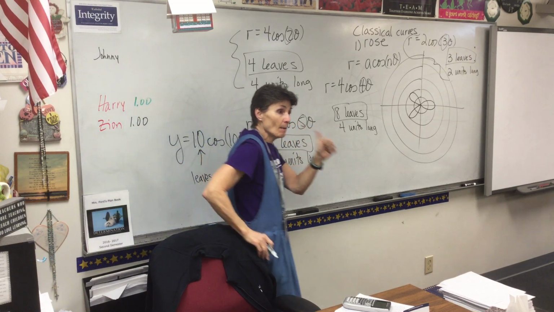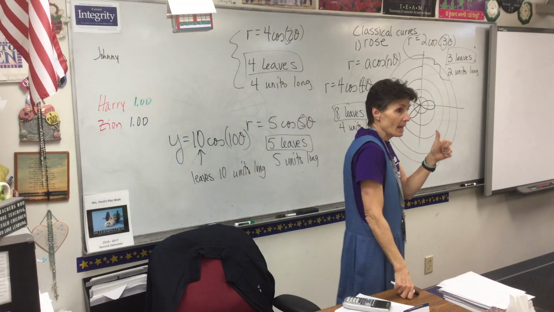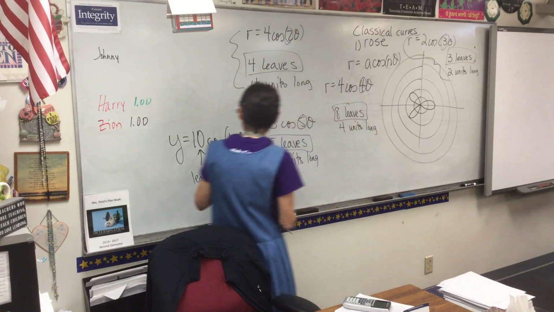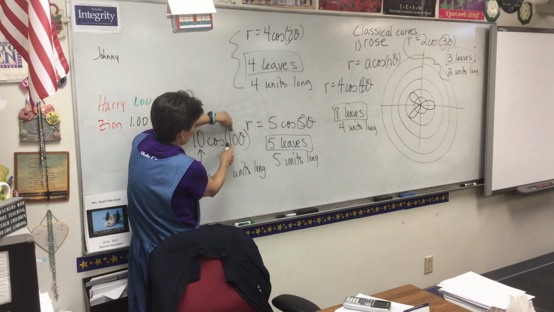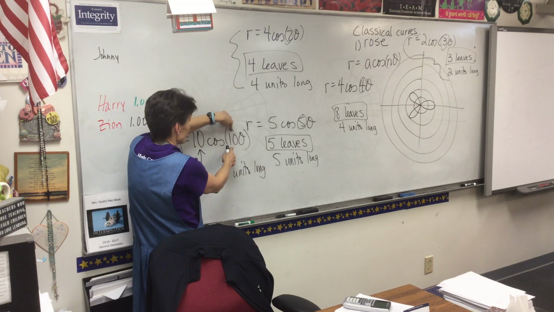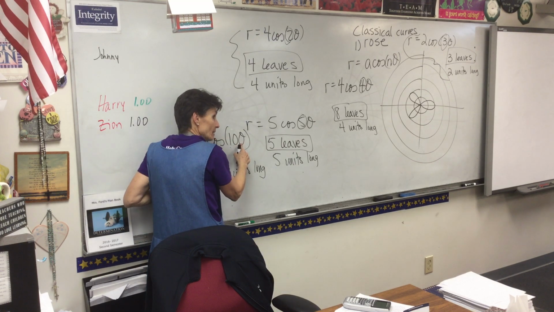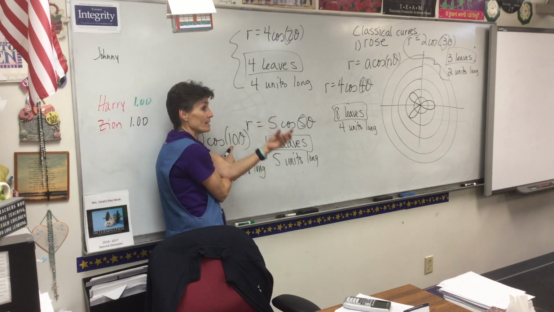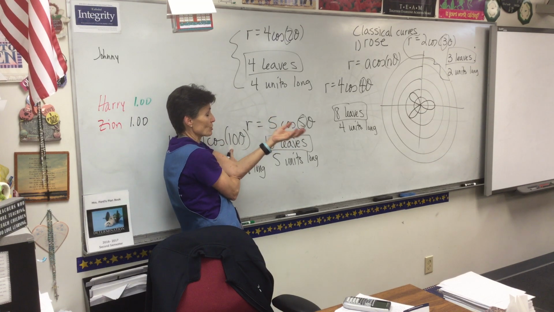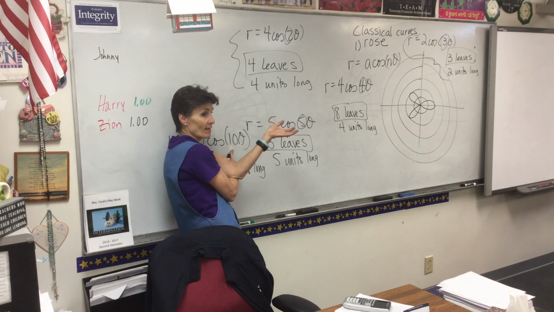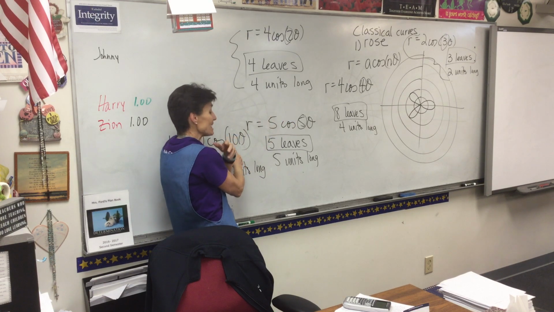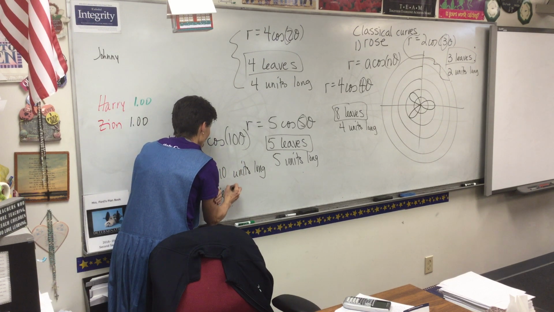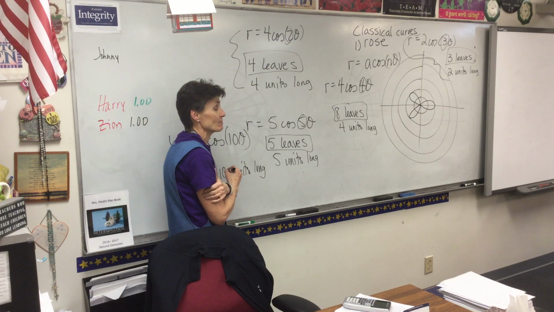So even numbers double and odd numbers stay the same. So whatever this number is right here, that'll be 200, that's 10 theta. So whatever this number is, if it's odd, that's how many leaves there are. So if it were 7 theta, there'd be 7 leaves. But if it's even, there are twice that many. So this one would have 20 leaves.